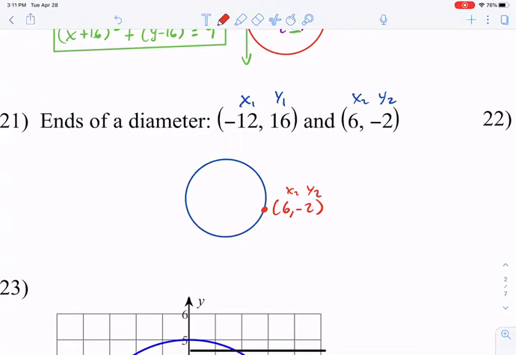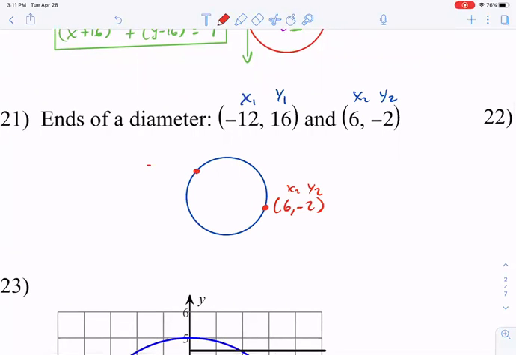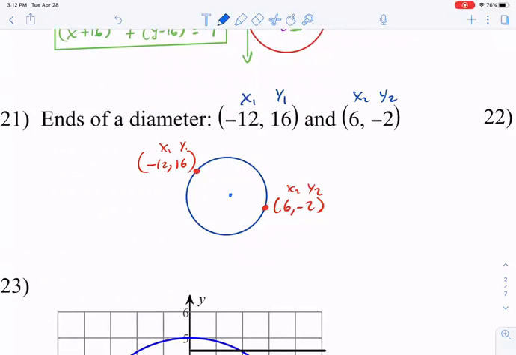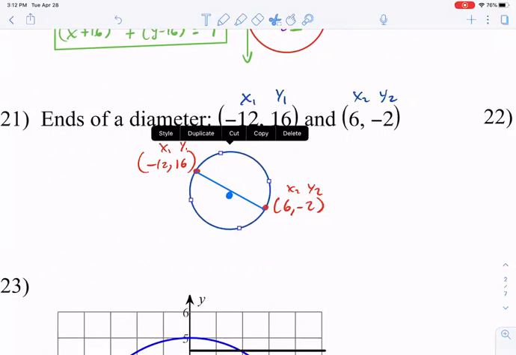And then if I have -12, 16, that might be here probably. So this is -12, 16, and this is x1, y1. They're saying ends of a diameter, that means that if I draw a line segment from one endpoint to the other endpoint, assuming that this is a perfect picture, let me try to move this if I can. I think that makes sense.